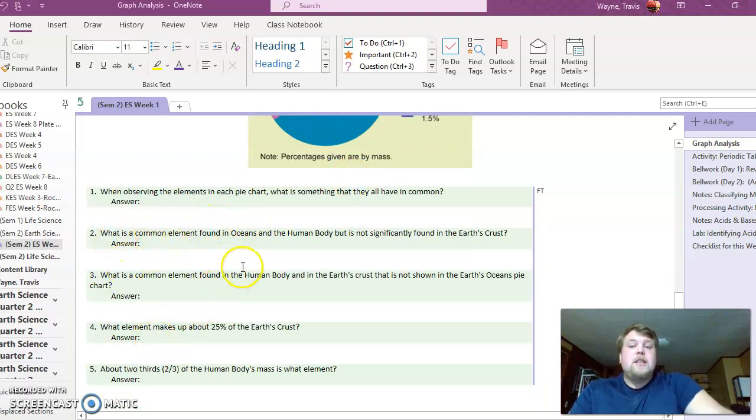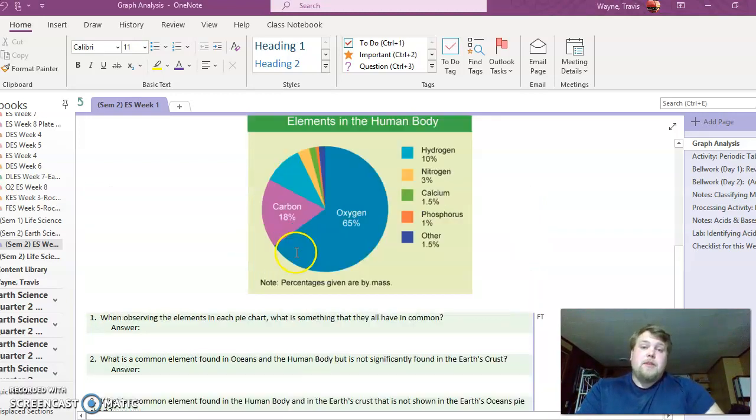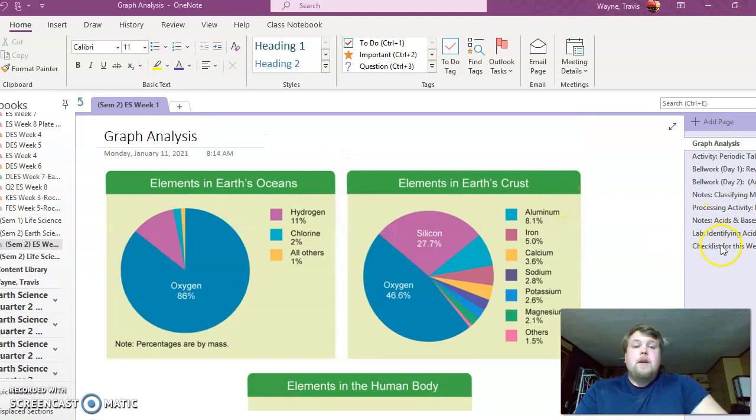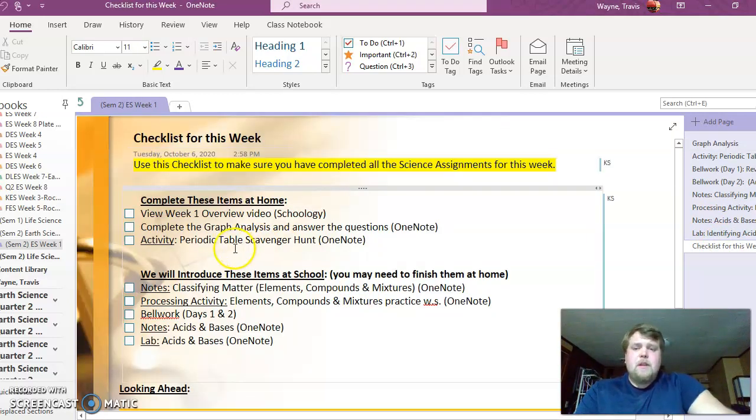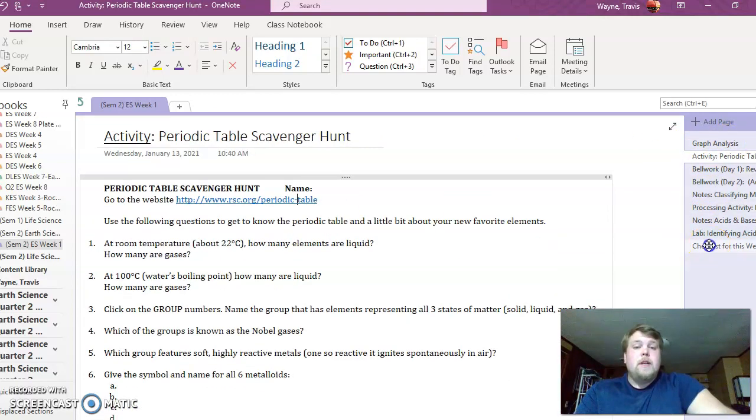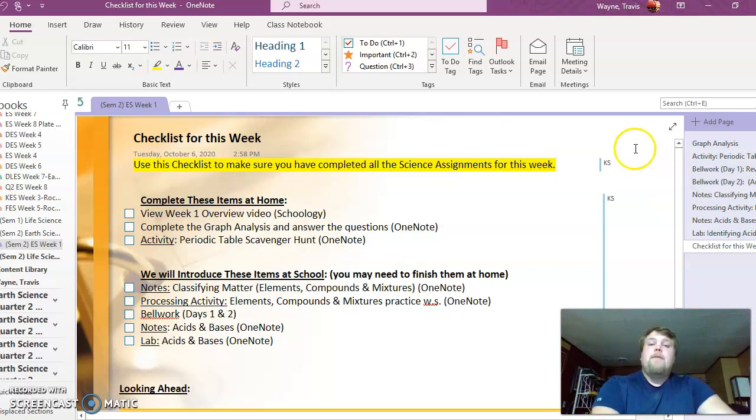Same thing with the following questions. Once again, you're just looking at the pie charts, and answering these to the best of your ability based off of what you see, what you read, what you interpret, and so forth. Other than that, the other item on here for activity is a periodic table scavenger hunt, which is going to be located on OneNote over here, which is your third item. But as I mentioned before, this is somewhat in depth, so I'm going to make a separate video for that, explaining what you need to do, how that needs to be completed, and finalizing that all together.